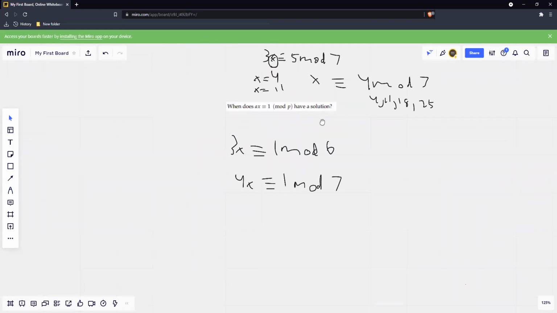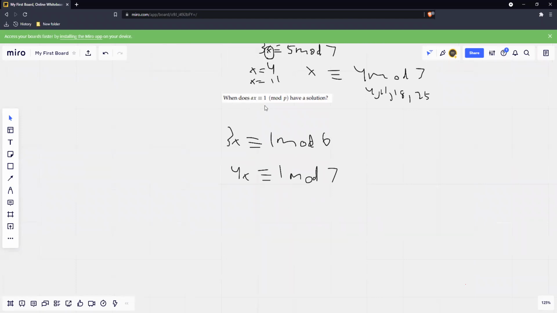And then we have another question. Let's say that b is equal to 1. When does ax congruent to 1 modulo p have a solution? So let's take two examples here. Let's find if there are any solutions to x. 3x is congruent to 1 mod 6. What does it mean? That means 1 mod 6 is basically all the numbers 1, and also its negative counterparts.